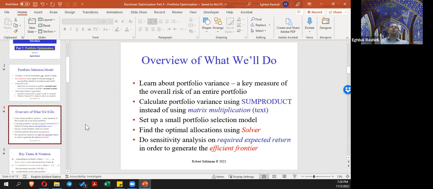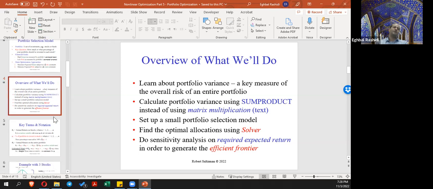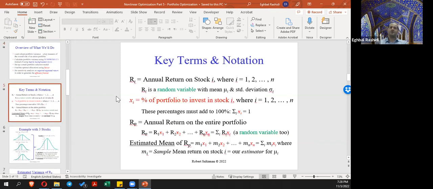All right, set up a small portfolio selection model. We find the optimal allocation using Solver, and do sensitivity analysis on the required expected return. This is what we want to do. And in order to generate the efficient frontier, what is a frontier or efficient frontier? I'm going to talk about it when we get to the frontier. So before that, we need to learn about how to do this first.